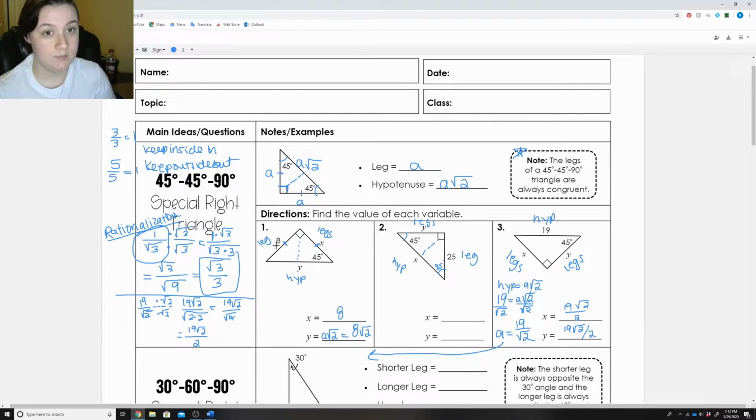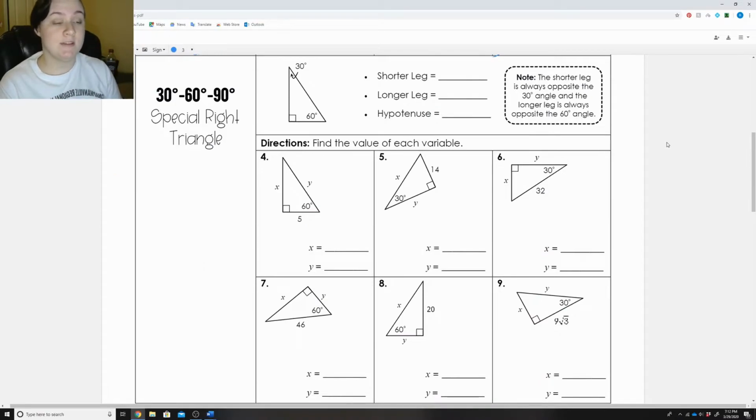So now we're going to look at 30, 60, 90 right triangles. Just like 45, 45, 90, it's going to be a right triangle. Except in this one, it's going to have a 30-degree angle and a 60-degree angle along with its 90-degree angle. So we have the 30-degree angle. Across from it is going to be the shorter leg.